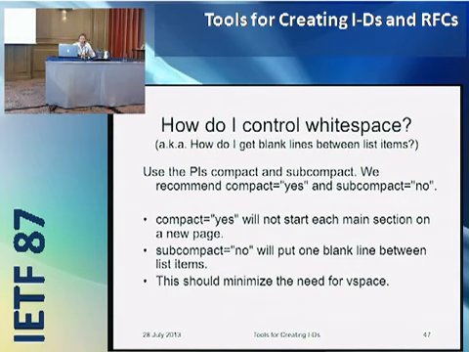Compact is at the level of the sections, so it means that you will not start each main section on a new page. Compact equals no will put one blank line between list items. And this should minimize the need for vspace, which is the command that I mentioned earlier that you can use to force a line break or force a certain amount of blank lines. So these are processing instructions that you would put at the top of your document. And if you start with a template, they will already be in there.